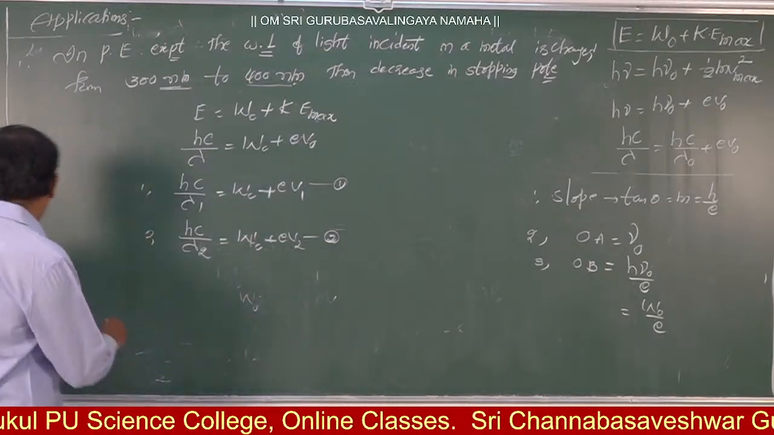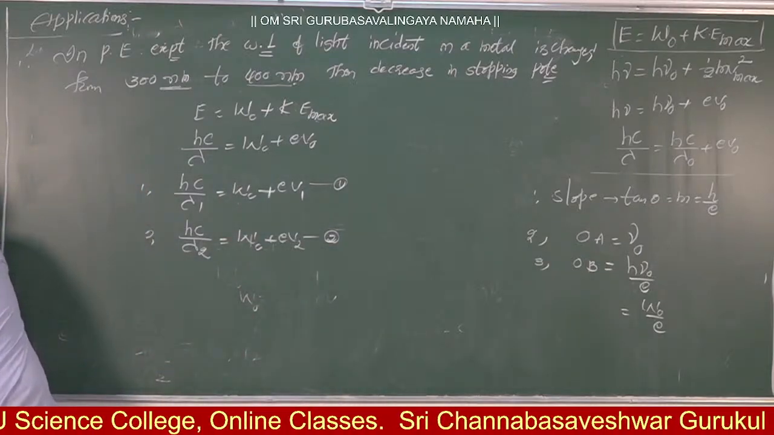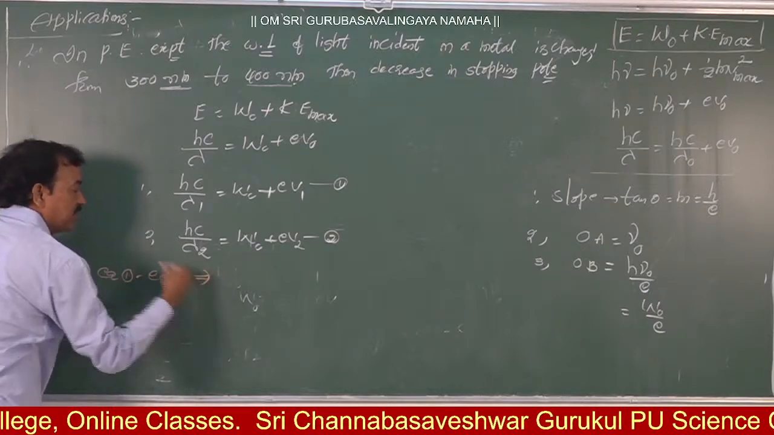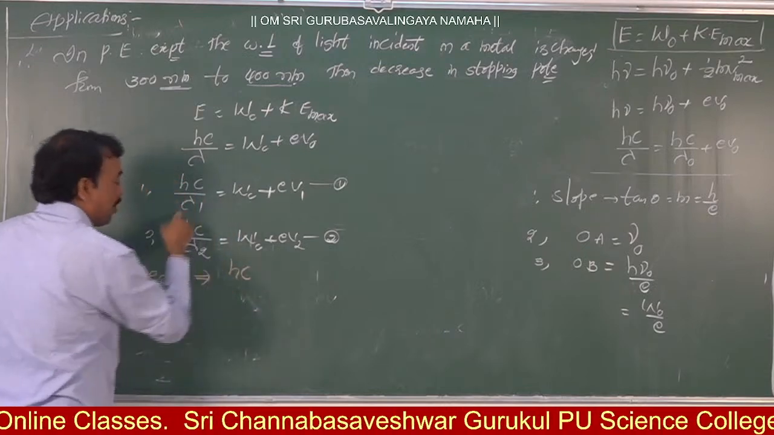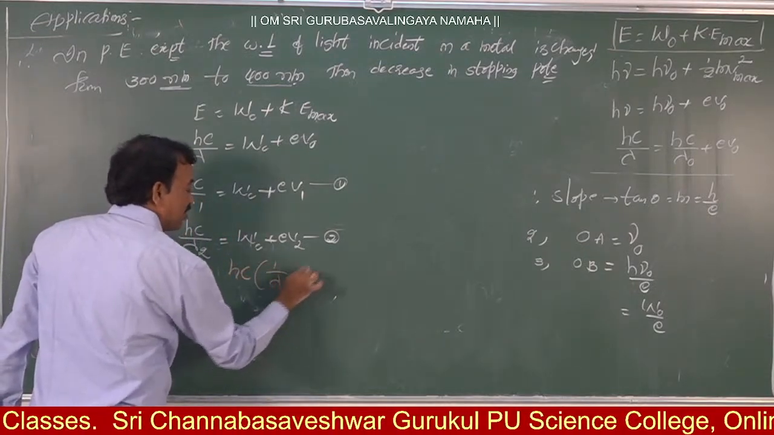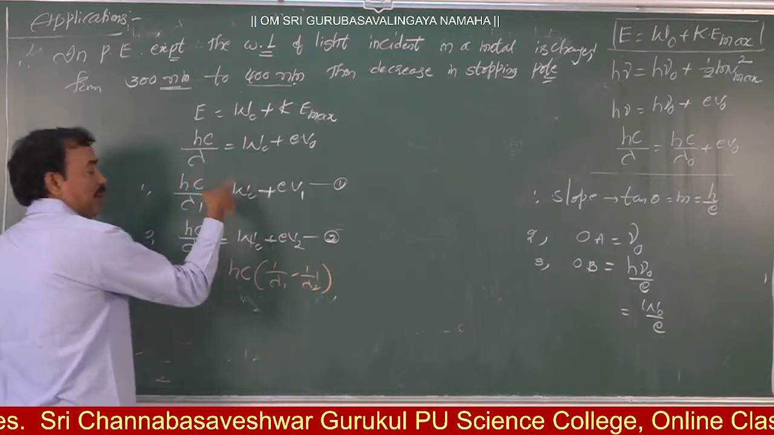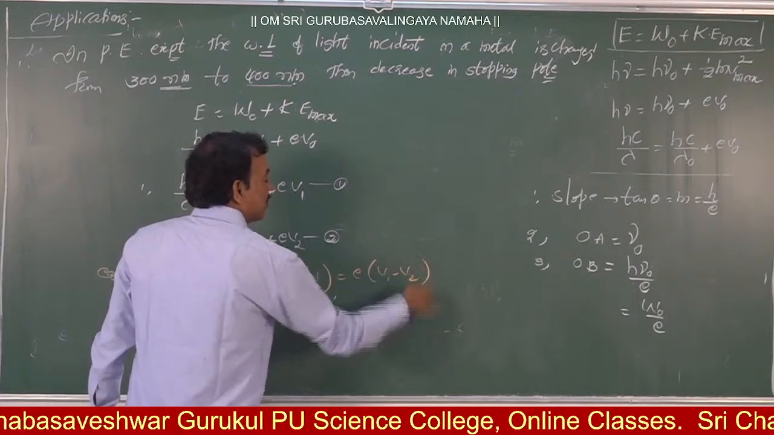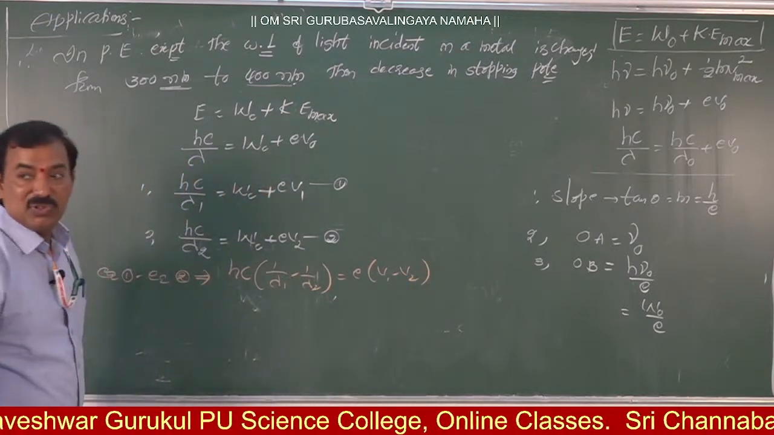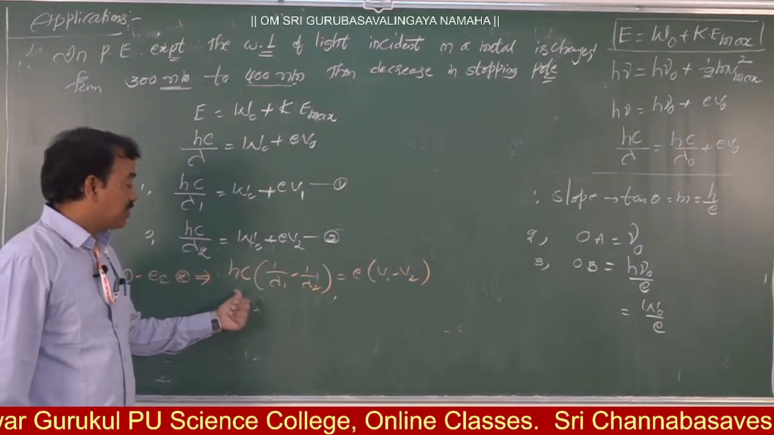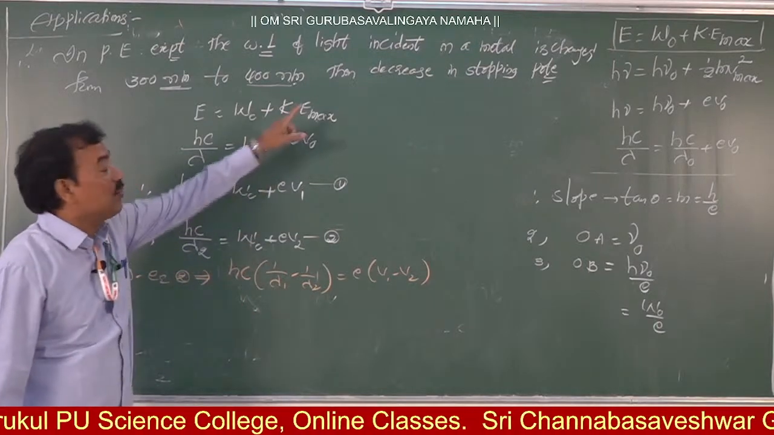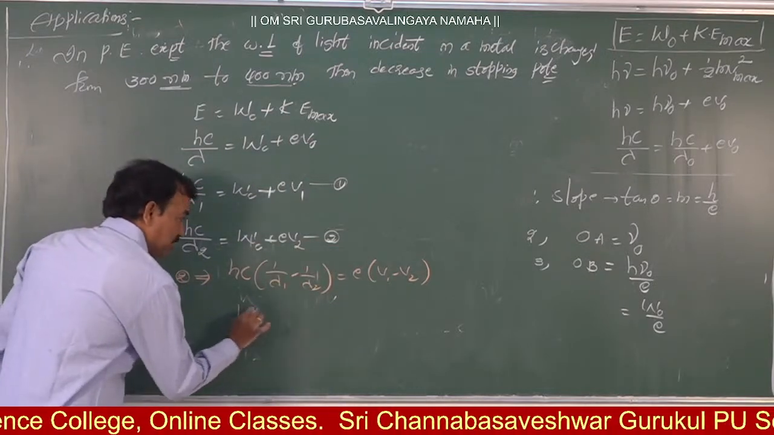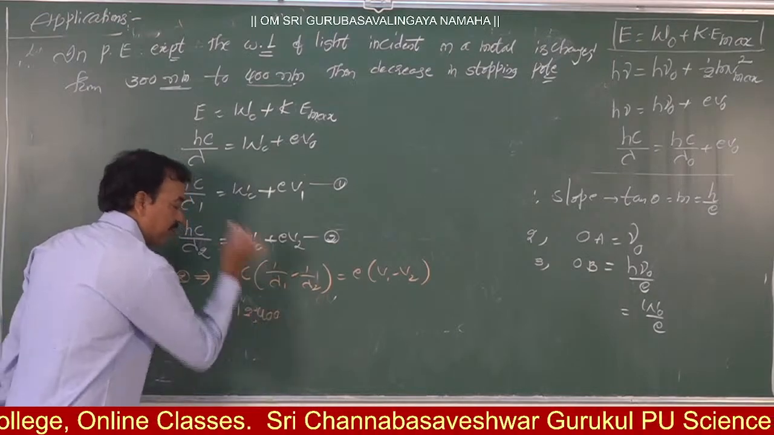So equation 1 minus equation 2 implies hc is common, so hc times 1 by lambda 1 minus 1 by lambda 2 is equal to, with W naught cancelled, e into V1 minus V2. Shall you do the remaining calculation? hc is equal to 12,400 when lambda must be in angstroms.